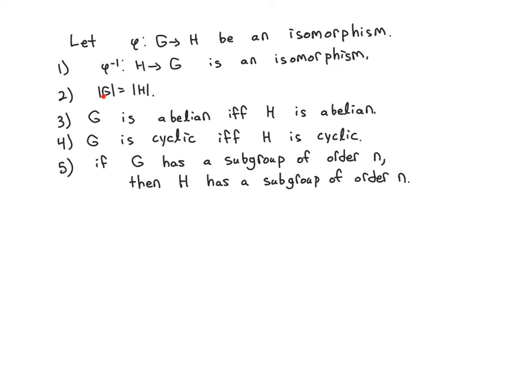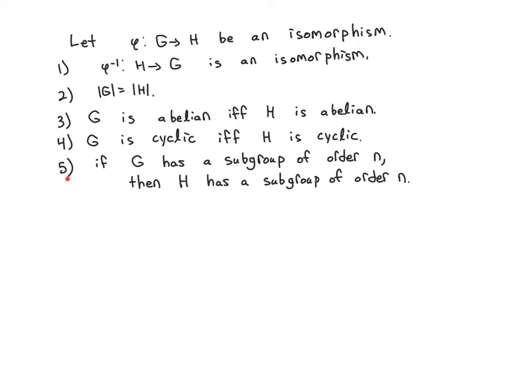2, assuming G is finite, these two have the same size. That's clear just because being an isomorphism means you're a bijection. 3, G is abelian if and only if H is abelian. The textbook only proves one direction, but if you apply property 1, you get the reverse direction. The book has that proof, so I'm not going to do it.